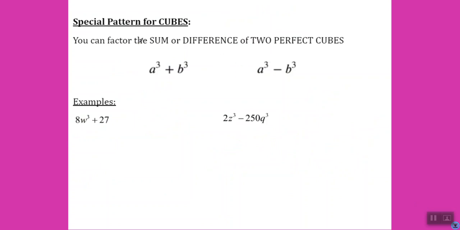Now for our cube pattern. We can factor the sum or the difference of two perfect cubes. And the patterns are basically the same. So a cubed plus b cubed is a plus b times a squared minus a times b plus b squared. So the first sign is the same as the sign there. The second sign is the opposite. The third sign, the final sign, is always plus.